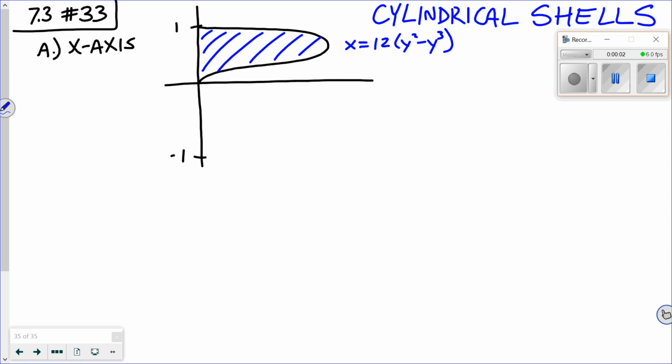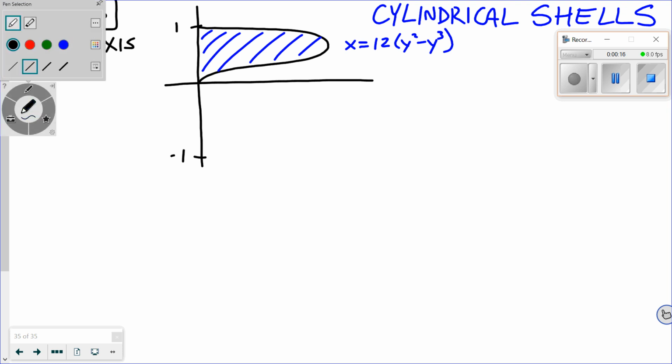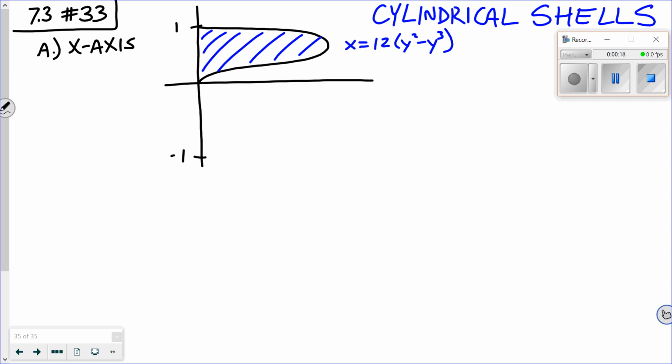All right, cylindrical shells here. So this is 7.3, number 33. Cylindrical shells aren't always necessary to use unless for some reason the washer method won't work. Even our Khan Academy video that I posted this morning says optional behind it for calculus AB, but sometimes it will be quicker than the washer method. And I'll show you why the washer method doesn't work here in a second.